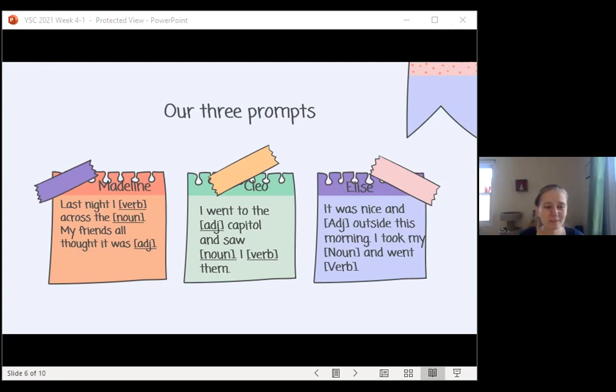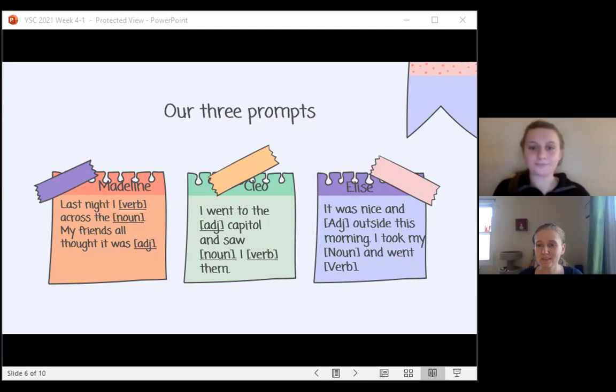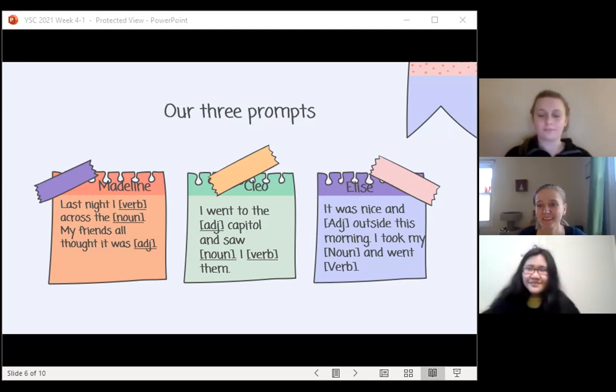All right, everyone. My timer just went off, so we've had 6 minutes to make sense of whatever creative, unique Mad Lib story we created. So I guess I'll start. I worked with Madeline's prompt. Can you go to the next slide, Cleo?